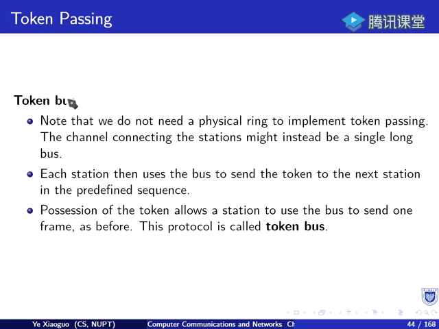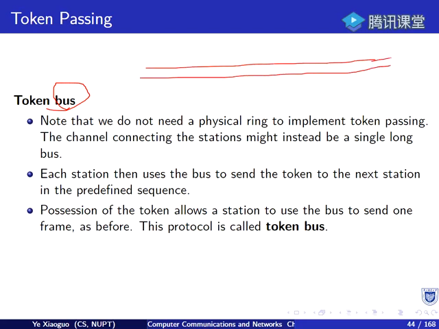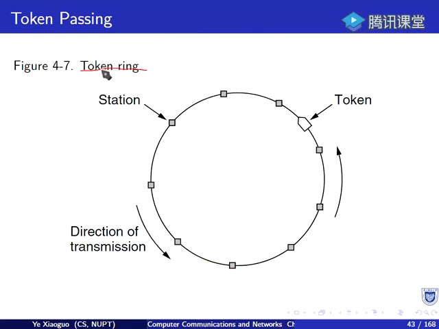Token bus. Here a token bus is a kind of channel for multiple access through the token bus. Note that we do not need a physical ring to implement token passing. We know pure token passing definitely has a ring.